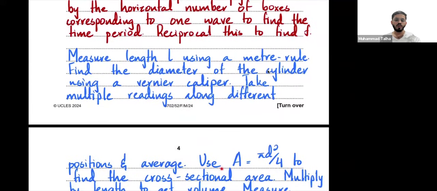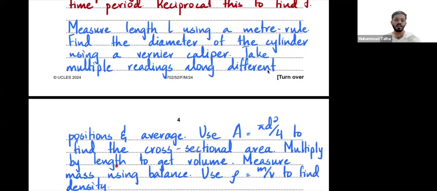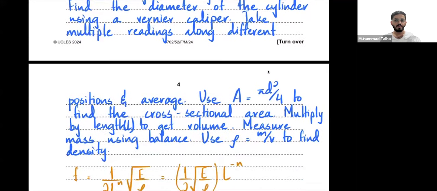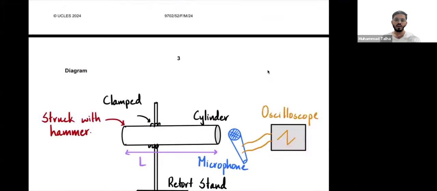Then I talk about the formula, use the area equals pi d squared over 4 to find the cross-sectional area. And then you multiply it by the length L. So let's write the length L because that's what the examiner has previously used to get the volume. And then you measure the mass using a balance, and you use rho equals m over v for density. So this is a lot of the stuff regarding measurements. Now we go on to the graphing part.